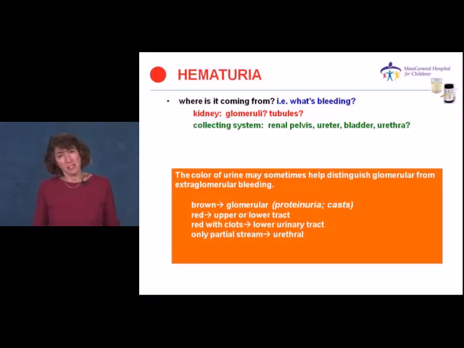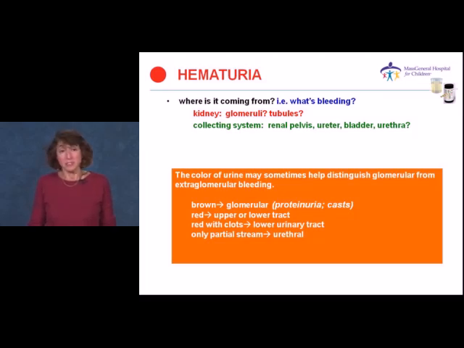So another way to think about hematuria when a patient comes to your office complaining about it is to ask, where is the blood coming from, and particularly what's actually bleeding? Is it the kidney? Is it the glomeruli in the kidney or the tubules? Or is it further downstream? Is it the collecting system, the renal pelvis, the ureter, the bladder, or even the urethra? And the color of the urine may sometimes help distinguish glomerular from extraglomerular bleeding.